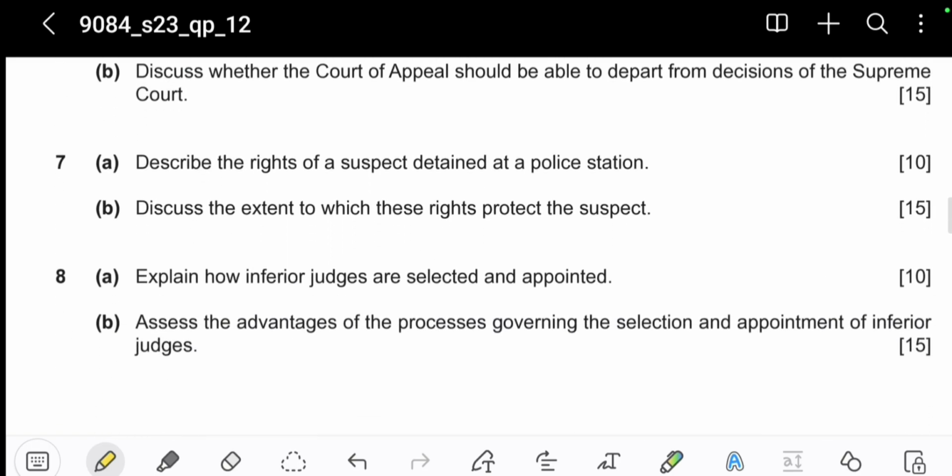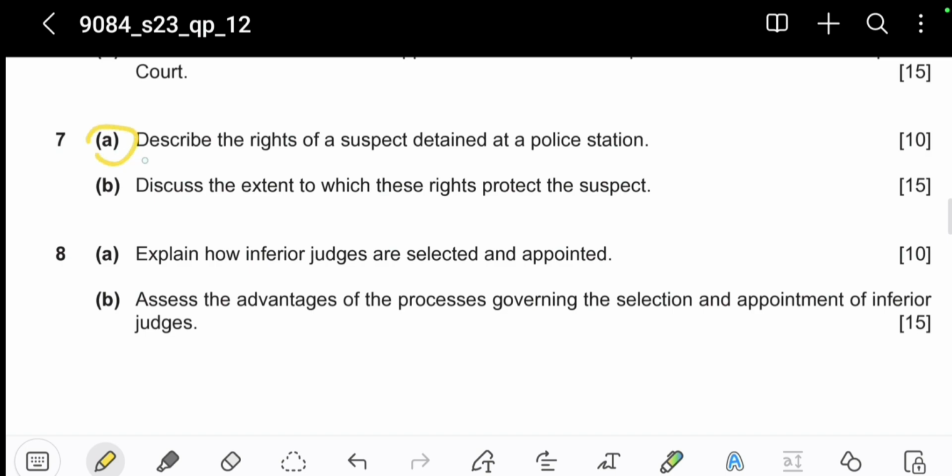Now I will start my other question. Our other question is question number 7. Question number 7A. Describe the rights of a suspect detained at a police station. So in this question, you have to write the rights of the suspect that is detained in a police station.